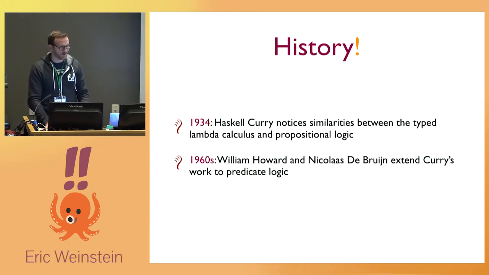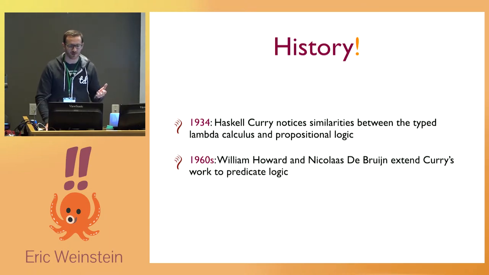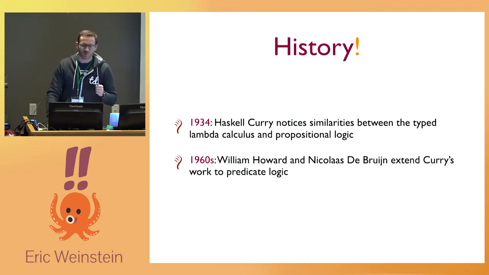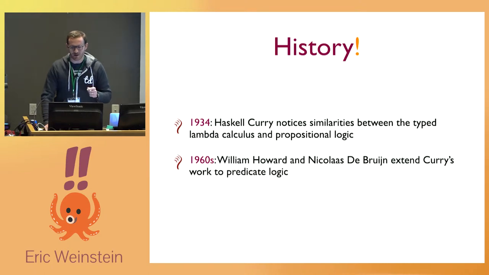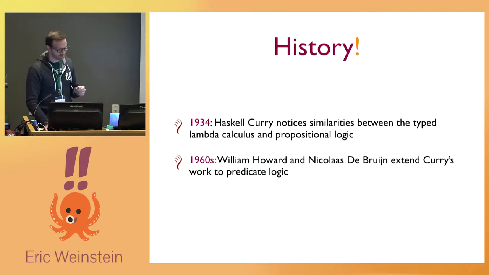Dependent types have actually been around in some form for a long time. So back in 1934, Haskell Curry discovered that there are similarities and, in fact, a correspondence between the type lambda calculus and propositional logic. So if this, then that, this, therefore that, this and that, this or that, et cetera. But things got really interesting in the 1960s when William Howard, and I'm going to pronounce this name incorrectly, but I'm going to try very hard, Nicolas de Bruyne extend Curry's work to predicate logic.